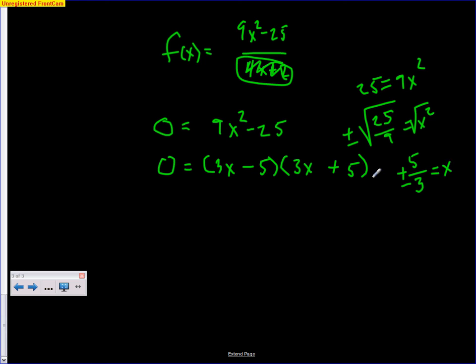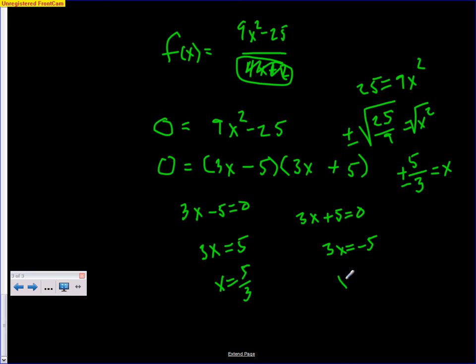Now, where does that come up here? Wait and watch. 3x minus 5 equals 0. Add 5. I get 3x equals 5. Divide by 3, I get x equals 5/3. So there's the positive 5/3. And look at this one. 3x plus 5 equals 0. Subtract the 5. I get negative 5. Divide by the 3. I get the negative 5/3. So you could do this one by factoring or by solving it in this method right here. Either way, you get a positive and a negative 5/3.